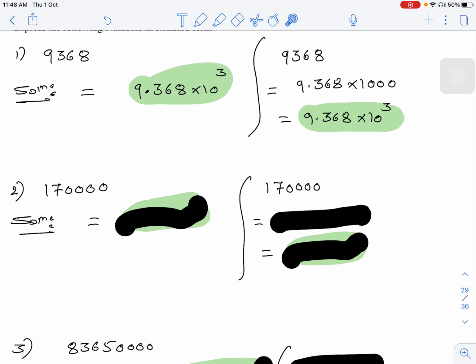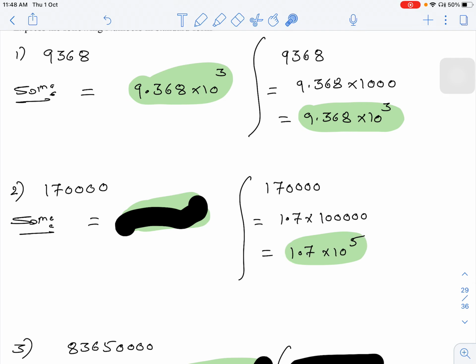When we are moving 5 digits to the left, we have to write 10 raised to 5. In front of 1, how many zeros must be there? 1, 2, 3, 4, 5. So this can be written as 10 raised to 5. What is the answer? 1,70,000 can be represented as 1.7 into 10 raised to 5.